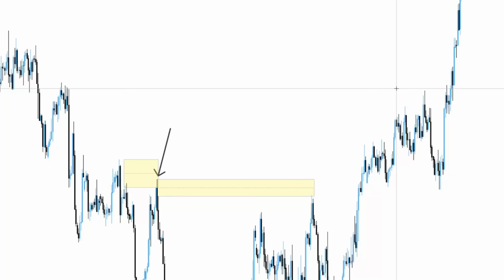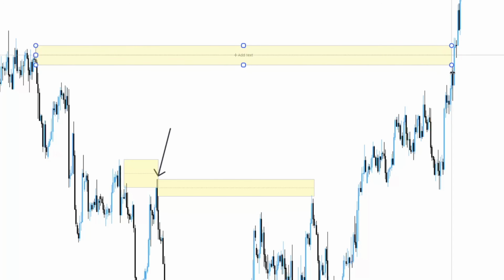Okay, so if we look over on our left, we have a standalone pin bar, which is going to be a significant area which a lot of people are going to be looking at.